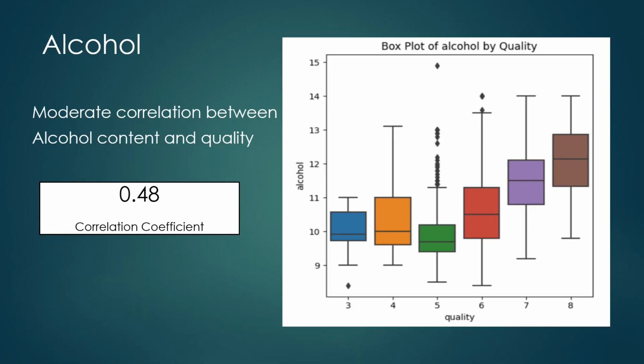Alright, let us examine one of the variables, which is alcohol. Intuitively, I feel a higher content of alcohol might translate into higher quality of wine. Let us see what the data is telling us. On the left hand side, we see that the alcohol has a moderate positive correlation with quality of 0.48.